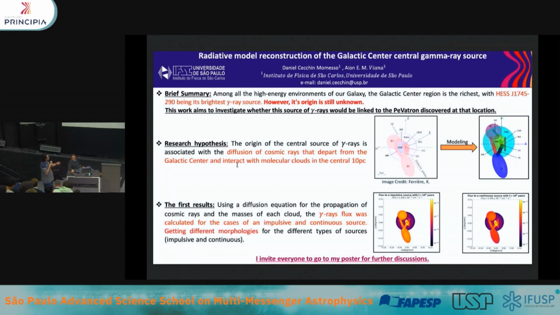The gamma rays flux was calculated for two cases of sources, an impulsive case and a continuous case, which can be seen in these two pictures and can be discussed at my poster after. And to finish, I invite everyone to go to my poster for deeper discussion about the results, the hypothesis, methodology, or other questions. Thank you very much.